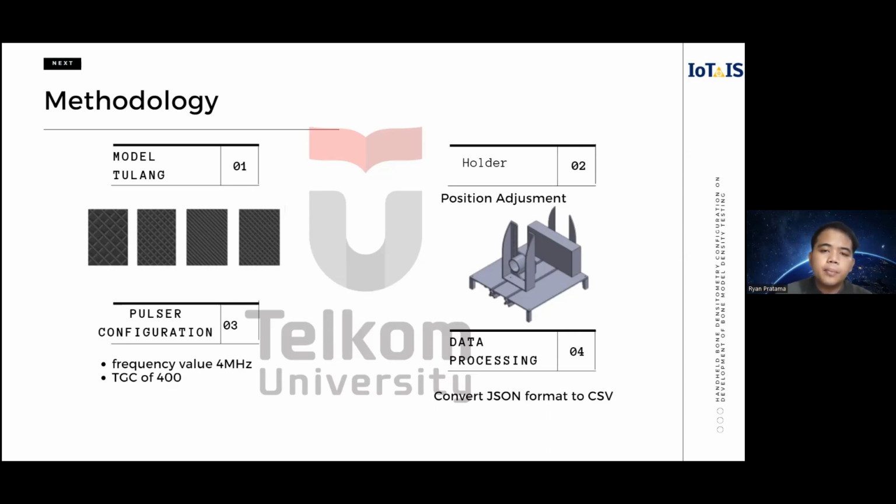In this study, the UNORIC board was used as the pulsar, which is an open source board. The configuration of the pulsar is set using the UNORIC.py program, where the frequency value is set at 400 megahertz and time gain compensation is set at 400 millivolt. This step is important to adjust the pulse signal so that it can provide accurate information related to bone density.